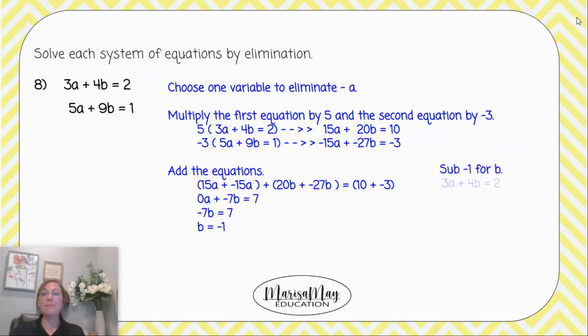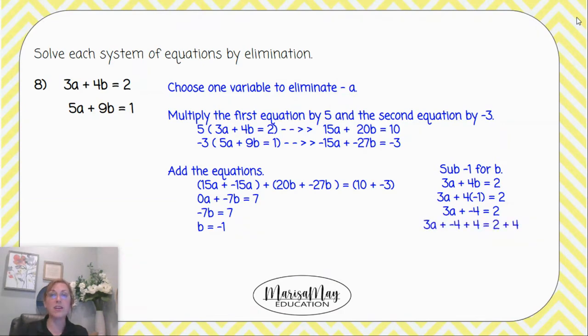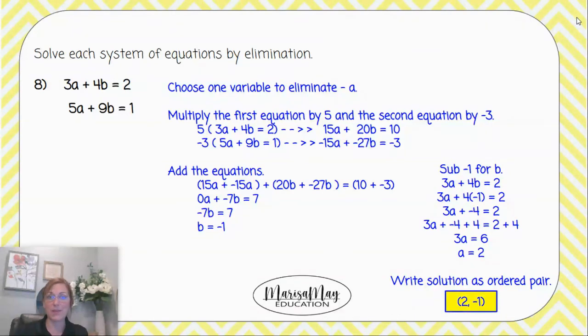Now let's finish up by doing a little substituting. We're going to take the first equation, and I'm going to substitute -1 for b so that we can find a, which would be the other half of the solution. So if we replace the b with a -1, that gives me 3a plus -4 equals 2. We'll add 4 to both sides, and that gives me 3a equals 6. Then I'm going to divide both sides by 3 so that I get a is 2. Again, finally, I keep saying this, but we have to write it as an ordered pair. Make sure it's in alphabetical order. So I get 2, -1 there.